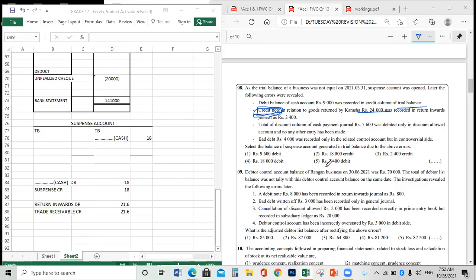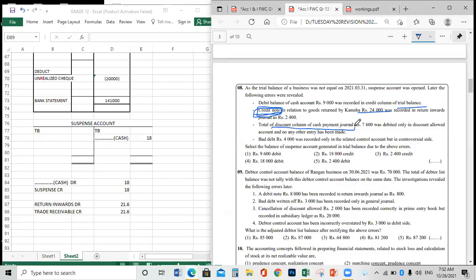Okay, now let's go to the next one. Total of the discount column of the cash payment journal. Is the cash payment journal discount column discount allowed or received? Very good. Discount received, not allowed.